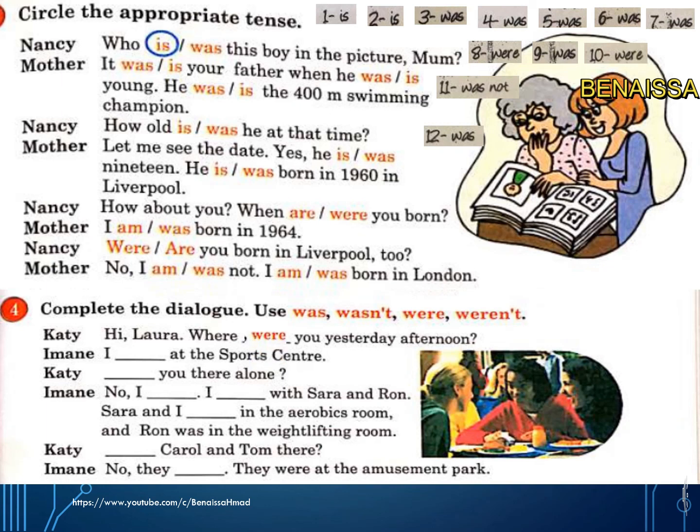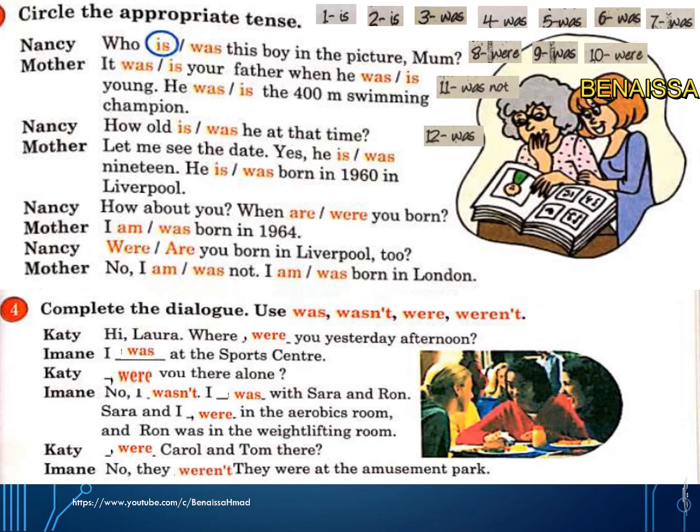Now complete the dialogue. Use was, wasn't, were, weren't. Take 2 minutes to do this exercise. We have only the past simple, but we decide when we use was and when we use were or were not or was not. Okay. There is the correction. Number 2 is was. Number 3 were. 4 wasn't, then was, were again, and weren't.